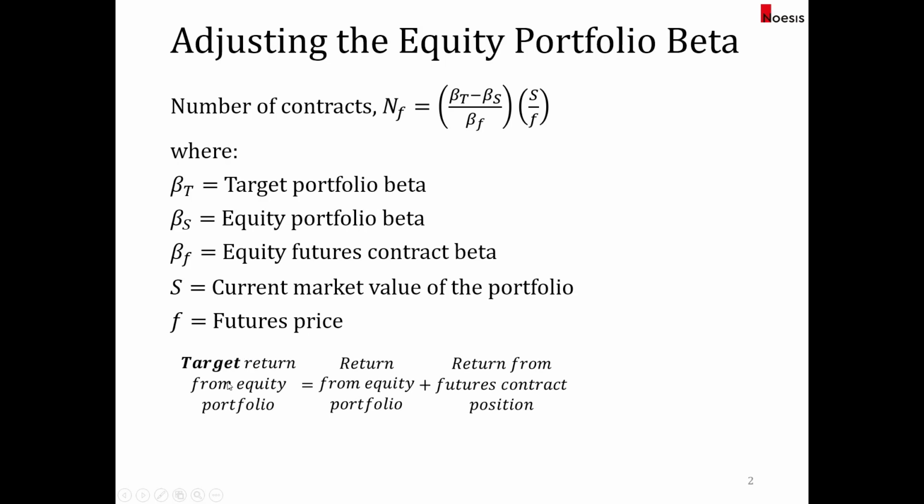Now, the target return from the equity portfolio after you have entered into the futures contract position equals the return from the equity portfolio plus the return from the futures contract position. In notation, the target return would be the target beta times the current portfolio value, and the return from the equity portfolio would be the current beta times the current equity value. Then the return from the futures contract position would be the number of futures contracts multiplied by the beta of the futures contract times the price of the futures.